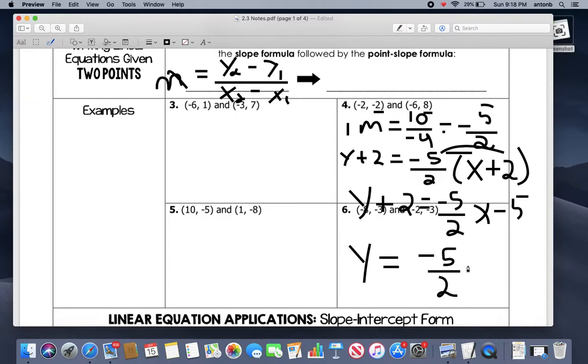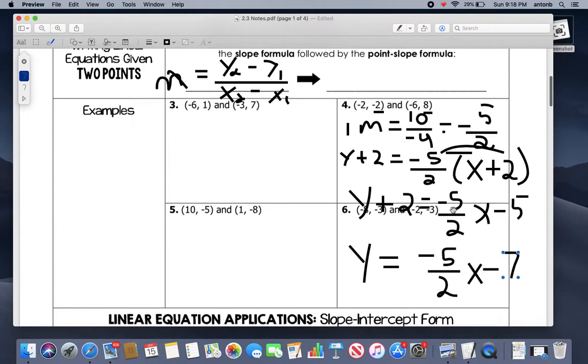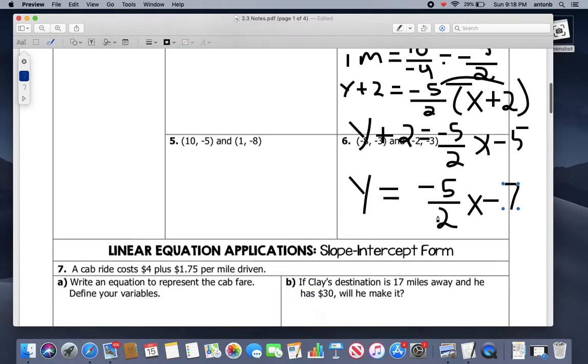Sorry, this is taking so long, guys. Not the best method. -7 after we move the 2 over. So that's your answer. So you went from finding the slope to point slope form to just distributive property, which we're all pretty good with, and then moving the variable over. Okay? So you can practice on those.